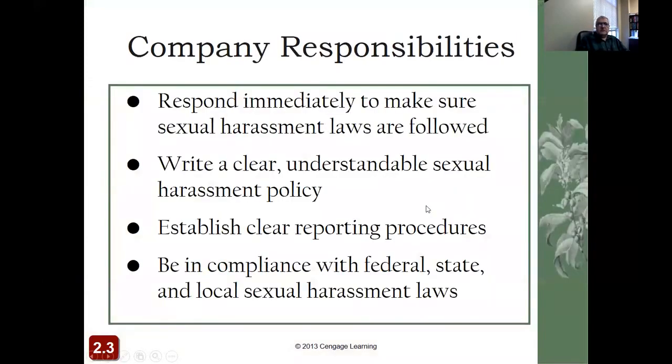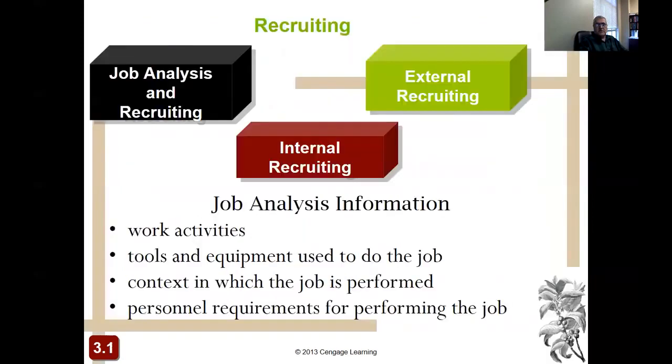A company is responsible. They have to respond immediately to make sure sexual harassment laws are followed. They have to write a clear, understandable sexual harassment policy, establish clear reporting procedures, and be in compliance with federal, state, and local sexual harassment laws.